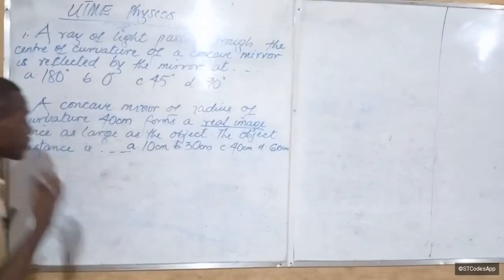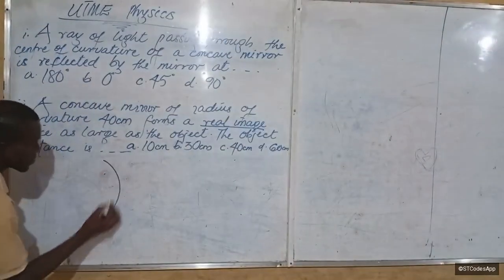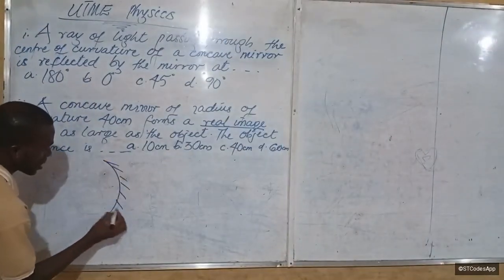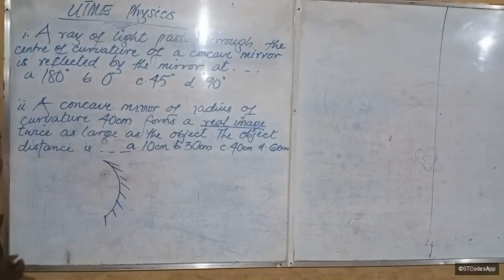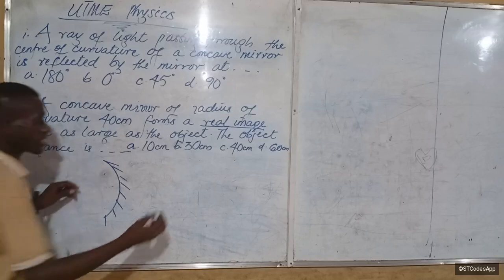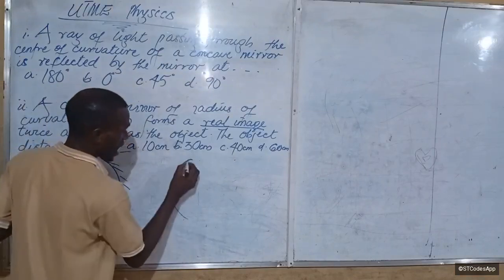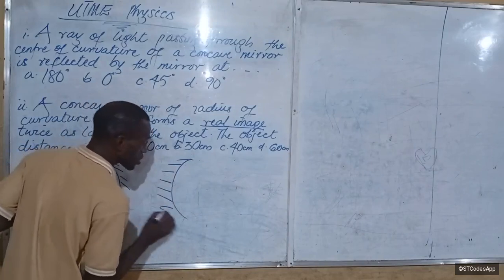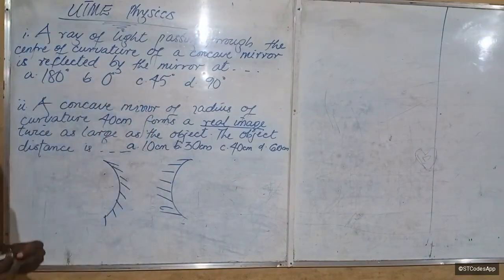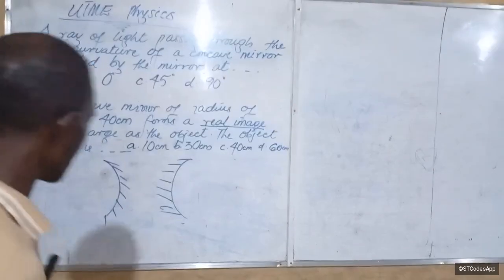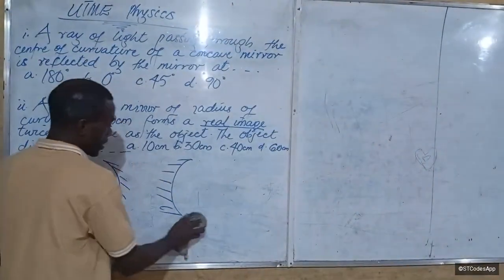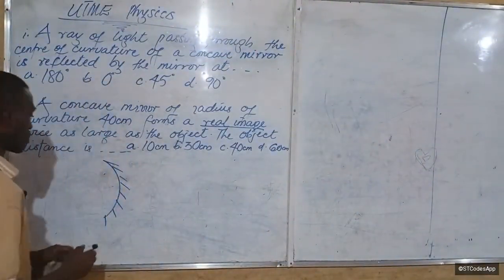When is the mirror concave? The mirror is concave if its outer part is shaded. The outer curvature is shaded. So if I have a mirror that is facing like this, and I shade this part, it is still concave. You understand? The main thing is that it is this outer part that is shaded. All right, so that's concave.